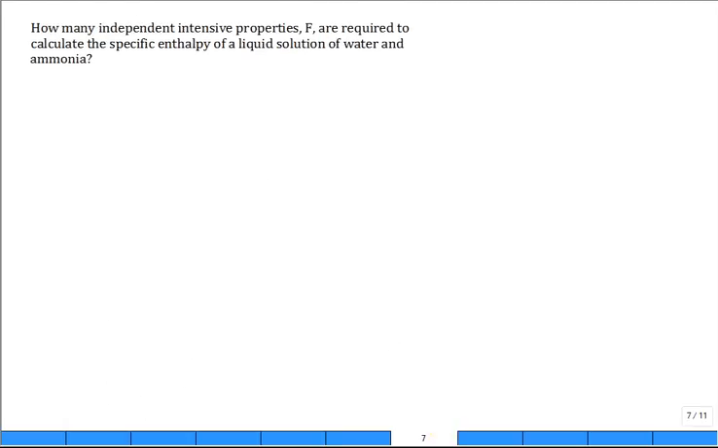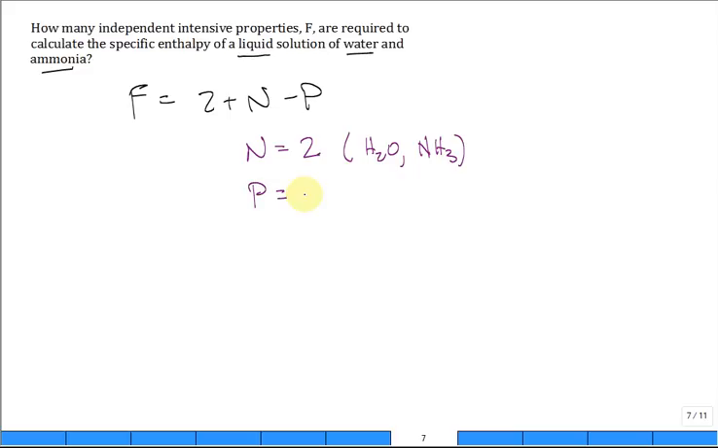How many intensive properties F are required to calculate something like the specific enthalpy of a liquid solution of water and ammonia? So F is equal to 2 plus N minus P. What would be N in this problem? N is 2 because you have water and ammonia. And what is P? 1. So what is F? 3.